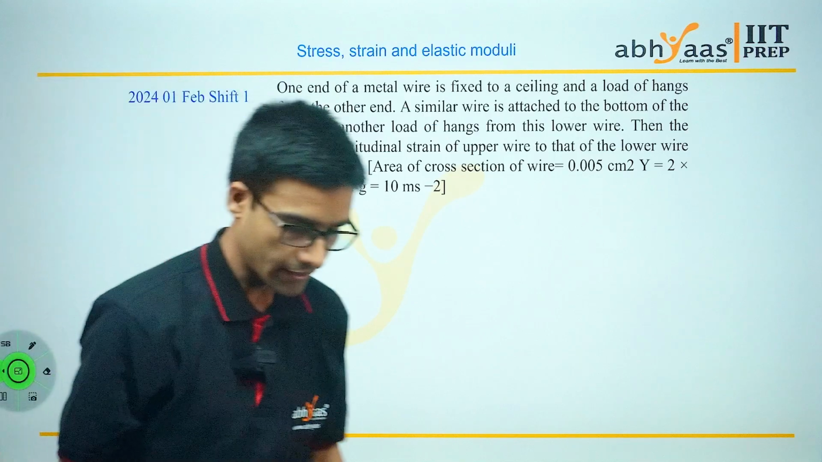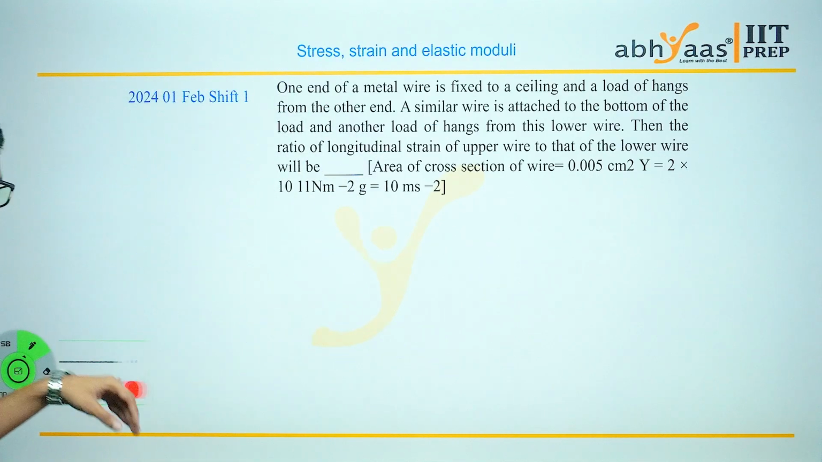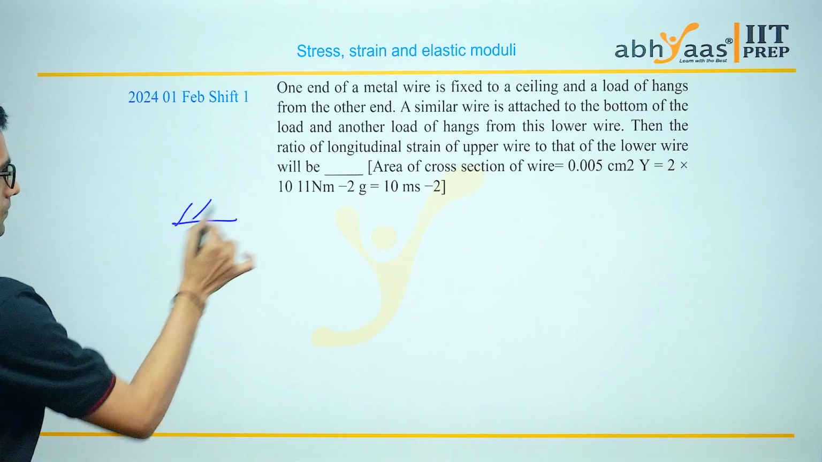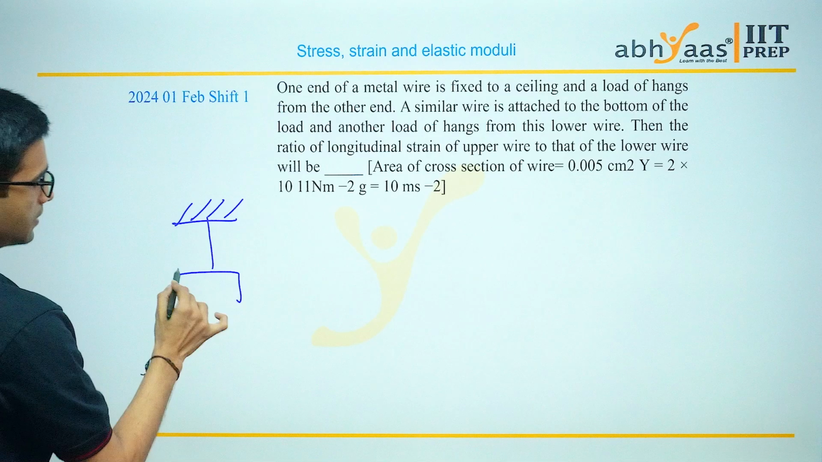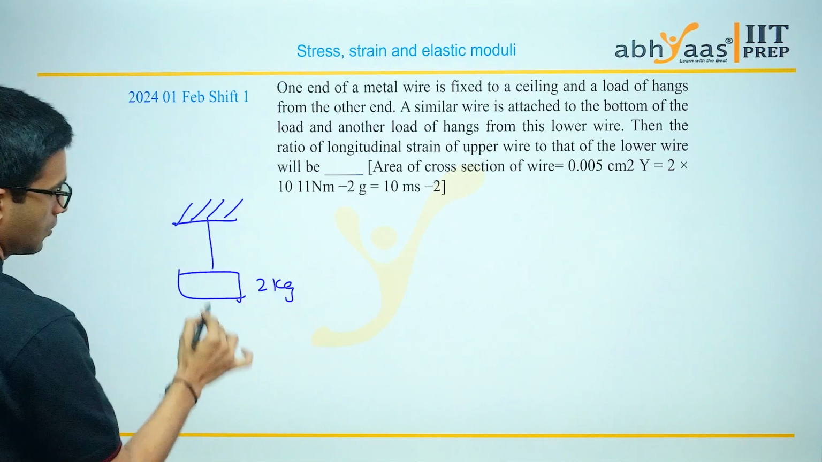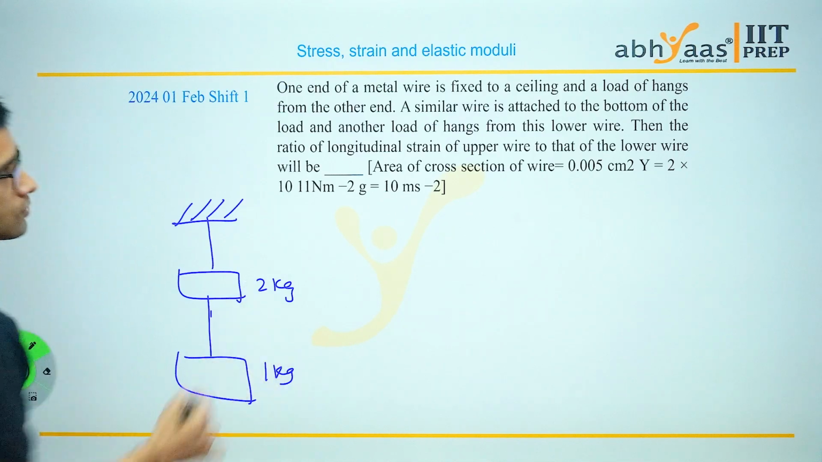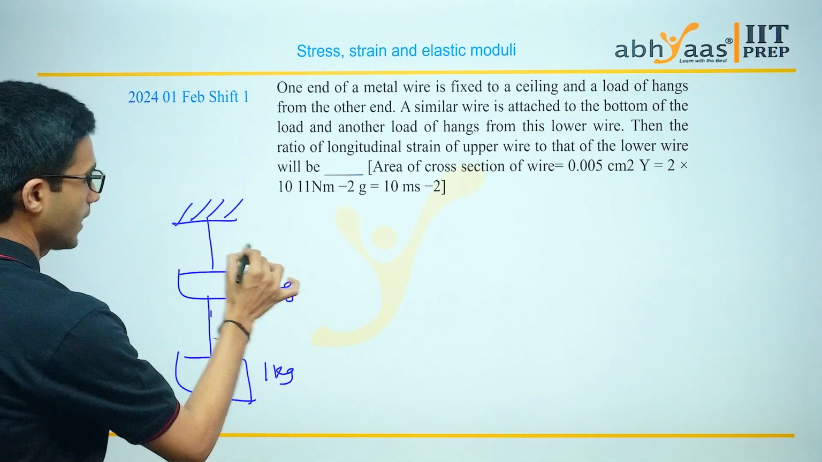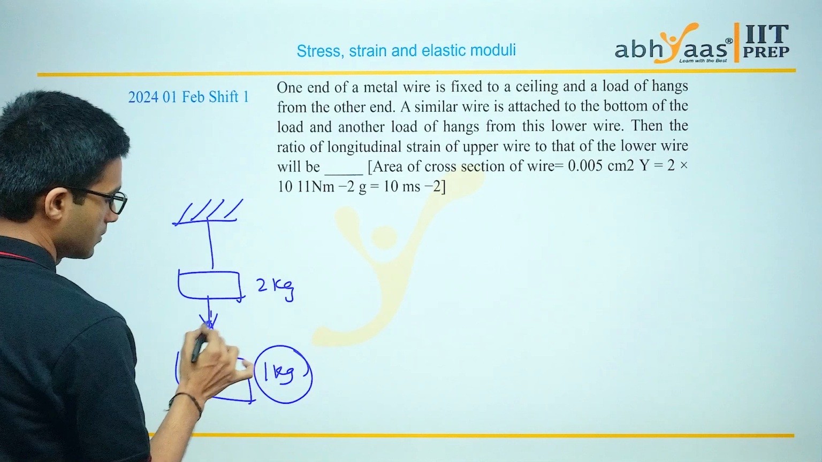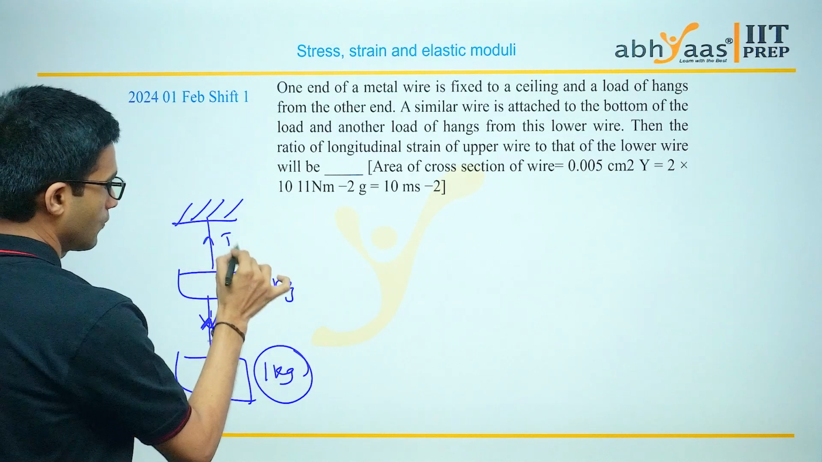Now going to the next question. In the next question, what is given? Initially we have one end of the wire fixed, like this, and from there 2 kg is hanging. Then we have added that to this one, that is the question. So here tension is there like this, mg will be downwards, so here T1 is there, here T2 if it is there.